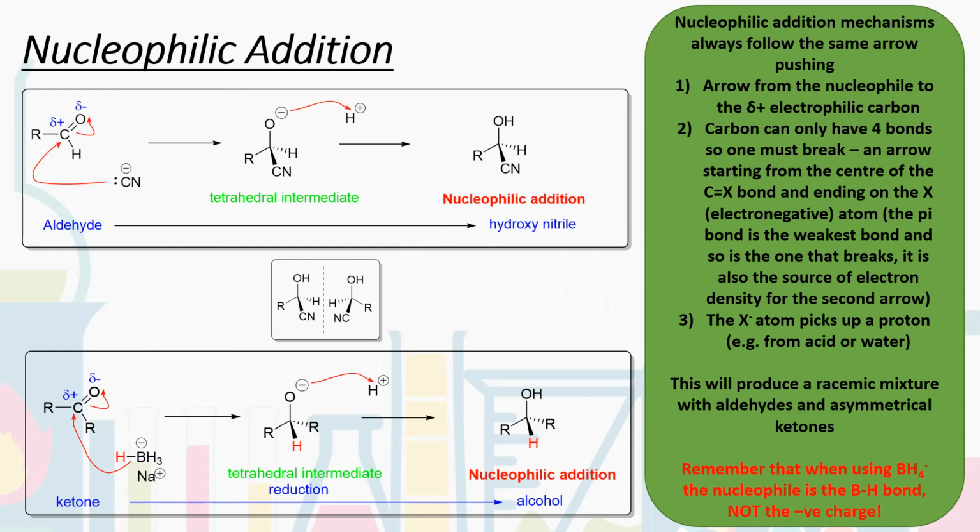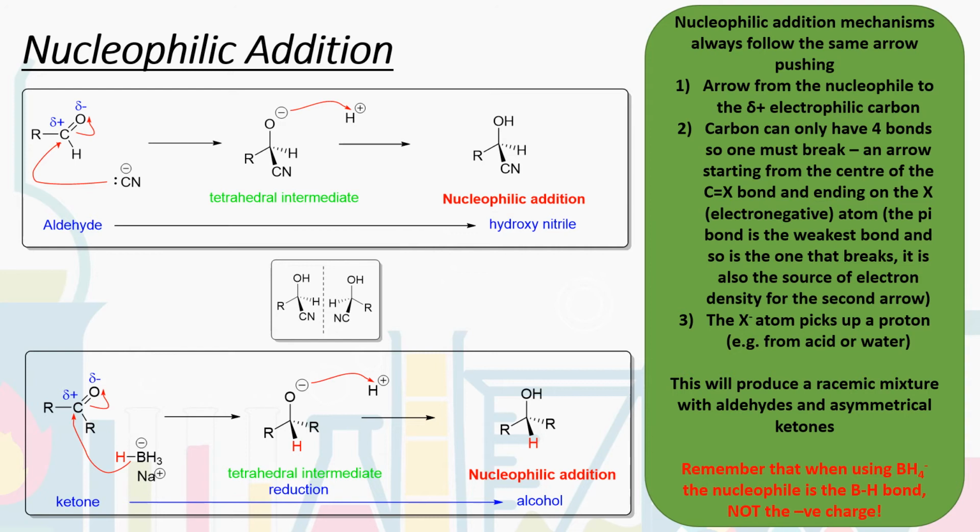Another example is the reduction of a ketone down to an alcohol. This is using our sodium borohydride. And remember the really key thing with the borohydride anion is that the negative charge there, the BH4 minus, does not represent a lone pair. BH4 minus has 8 electrons, but they're all used up in BH bonds, it hasn't got a lone pair, so the nucleophilic part of it is one of those BH bonds.